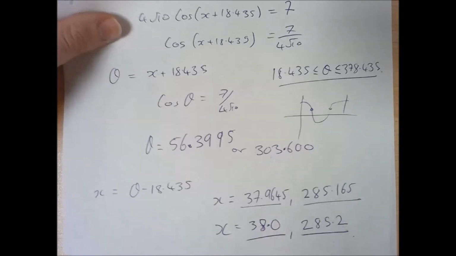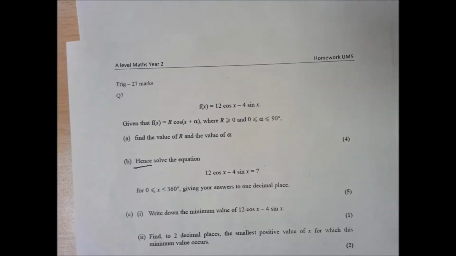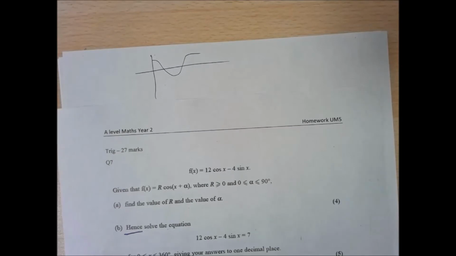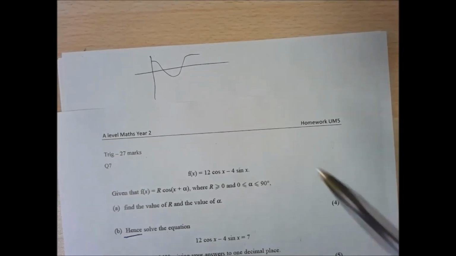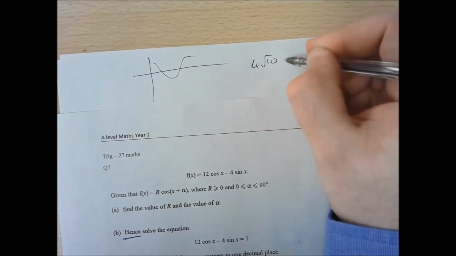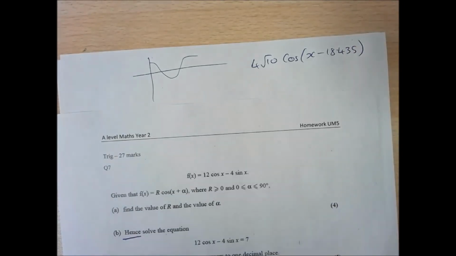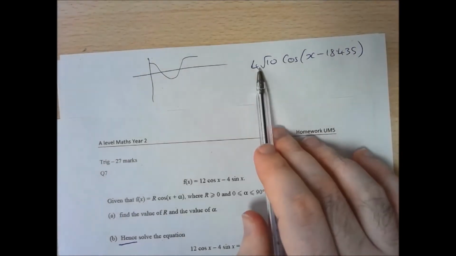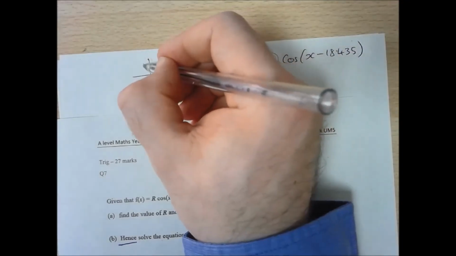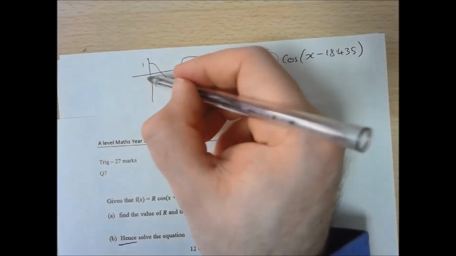So we've got those two. Moving on to part C, both parts of part C, we're asked to write down, without any maths at all, just thinking, the minimum value of this. If you think about this, this is going to be a cos graph, which would normally look like this, and this cos graph is going to be transformed by our 4 root 10 cos of x minus 18.435. So this is going to be translated and stretched. This stretch, it usually goes up to 1, is going to tell us what the maximum and minimum values are going to be.